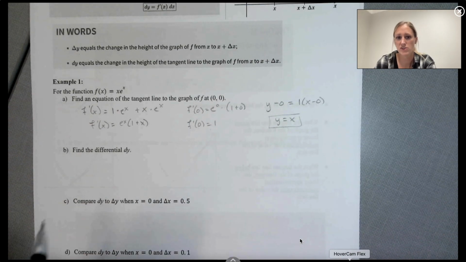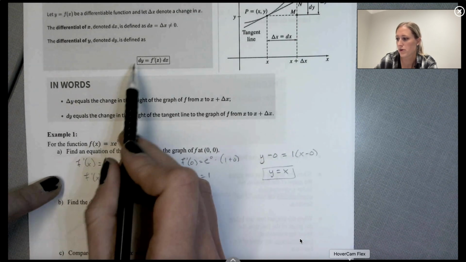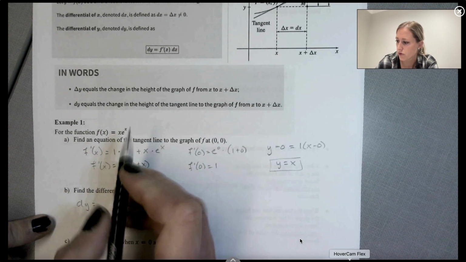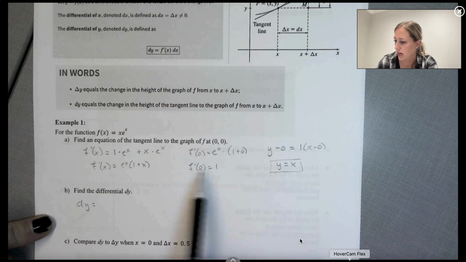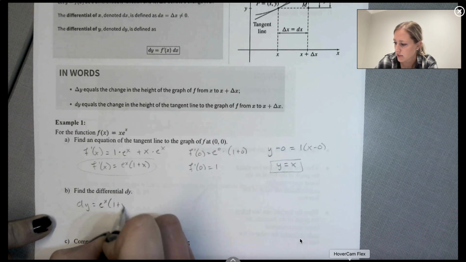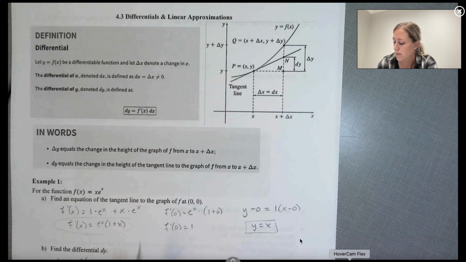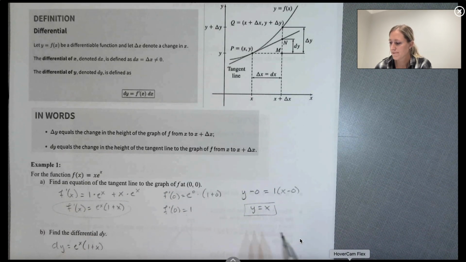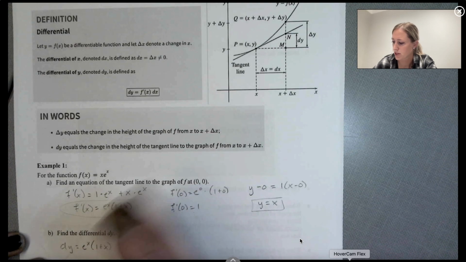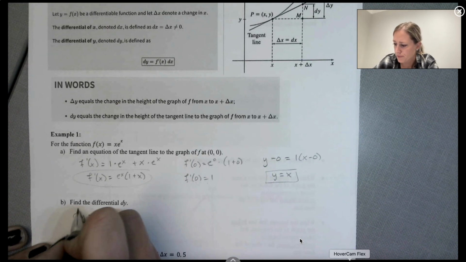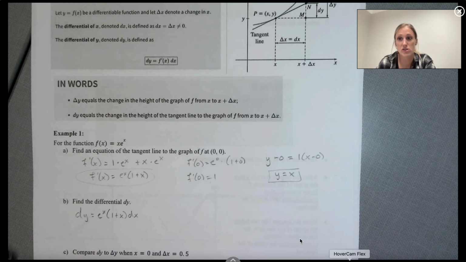Now here we're asked to find the differential dy. So this is where I'm going to use this equation to help us out. It says dy is equal to f prime of x, which we just got right here: e to the x times (1 plus x) times dx. I'm actually just going to write the change in x as dx right now. This is the equation I'm going to use to find the differential.